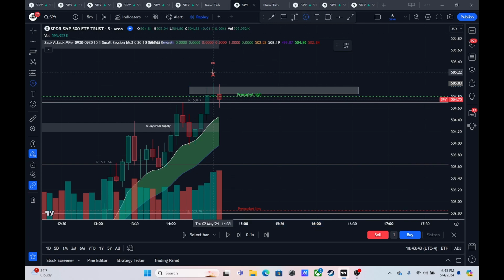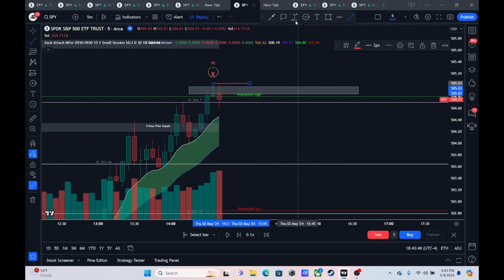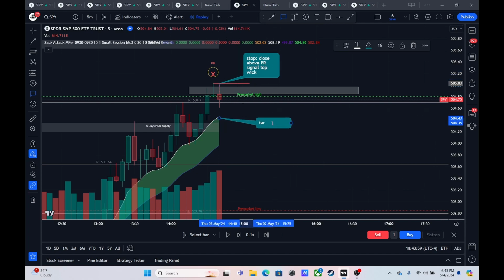We get this PR signal, and per the PR signal criteria, we immediately define our loss as a close above the wick, right? So stop is close above PR signal top wick. Our target is always the EMA cloud, so target on the PRs is the EMA cloud. And then let's look at the opposing conviction here. So the opposing conviction is that we closed above pre-market high. Or I guess we could say that the opposing conviction is pre-market high support plus opening range support. That's a double support region.